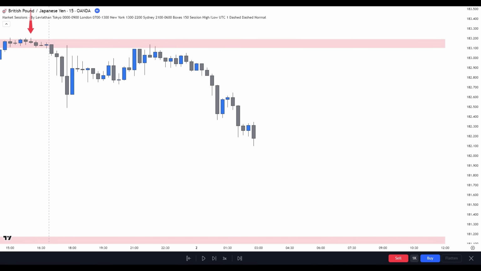Here on the 15 minutes chart, we can see that the price is printing large candles with fair value gaps, which indicates bearish momentum. This is the high of the day, which contains lots of liquidity above it.